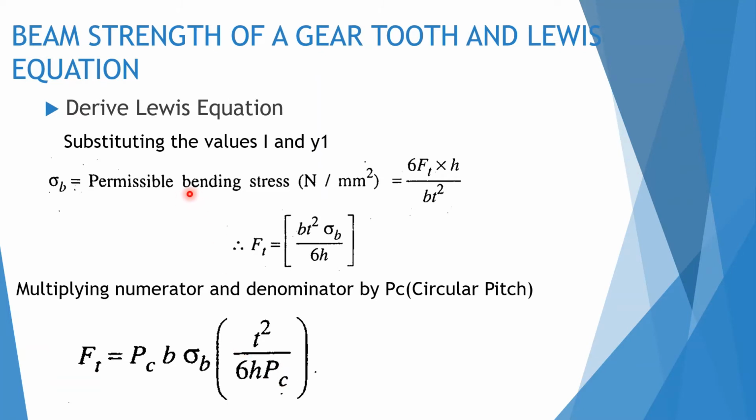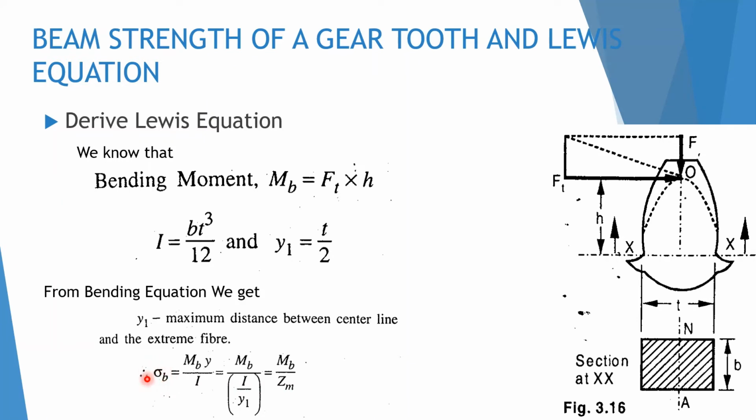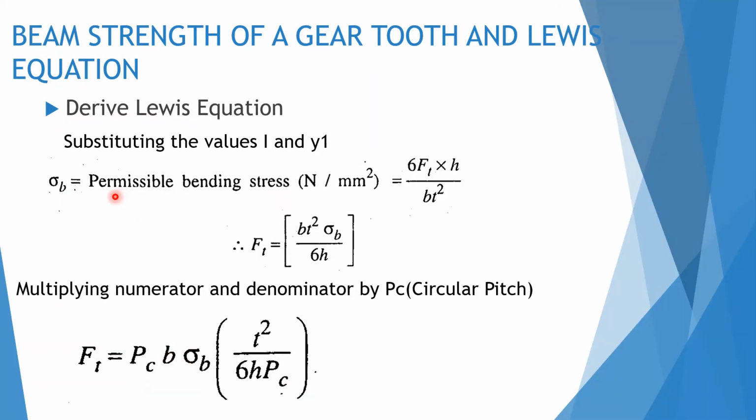Next, substitute the value of moment of inertia I and y1 in this equation. We will get sigma b, where sigma b is the bending stress. Consider that it is a permissible bending stress, or the permissible stress for the material, and that is in Newton per millimeter square. Then by applying I and y1, we will get 6 Ft into h by bt square, right? Or Ft is equal to bt square into sigma b by 6 into h.